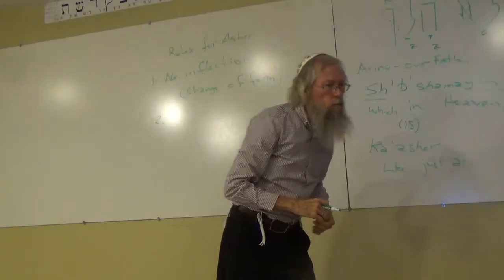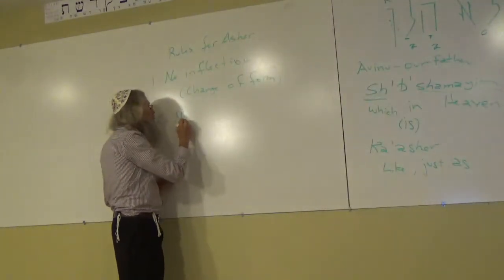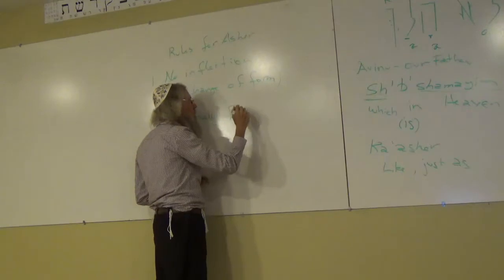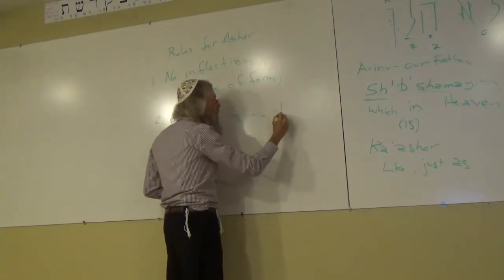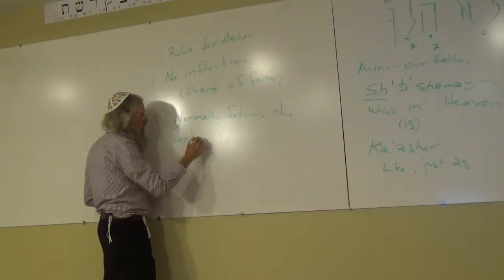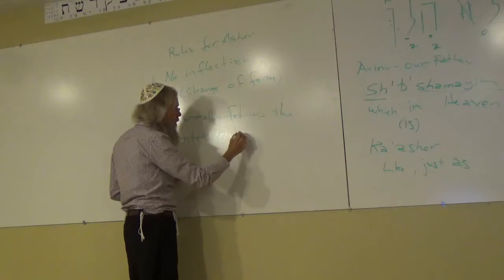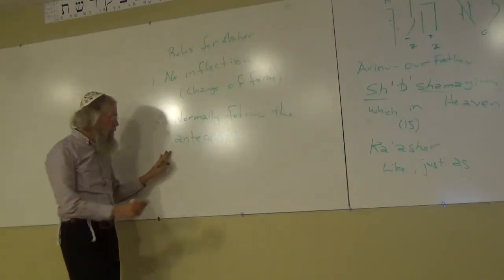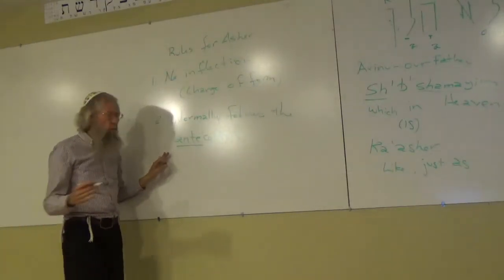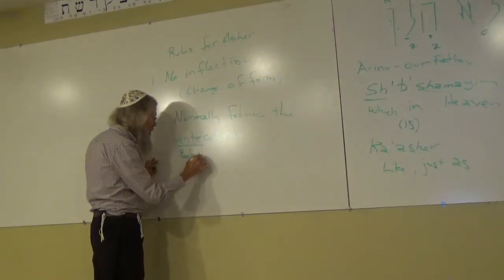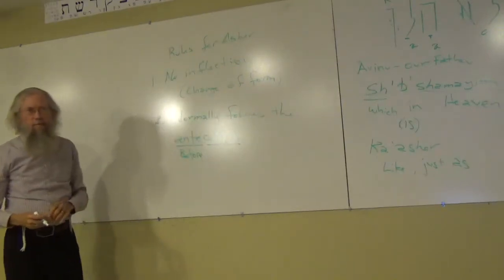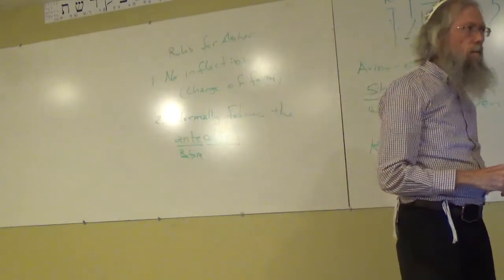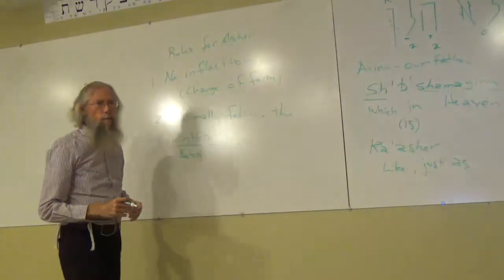Rule number two. Asher normally follows the antecedent. What is the antecedent? Ante meaning before, and sedent. Before the next part.